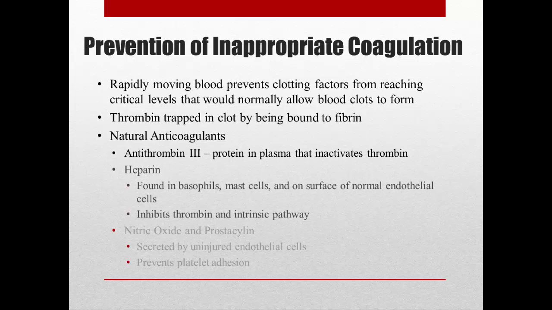We also have heparin. Heparin is secreted by basophils and mast cells and on the surface of normal endothelial cells. Heparin inhibits thrombin and the intrinsic pathway, and so again, you're not getting unwanted clots, or you're only getting clots where you have an actual damage to the endothelial cells. So if any thrombin escapes, the heparin will get rid of it. We use heparin a lot to line the inside of test tubes or bags, so that the blood doesn't coagulate inside the test tube or bag.